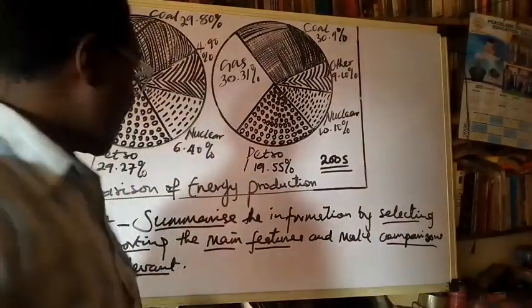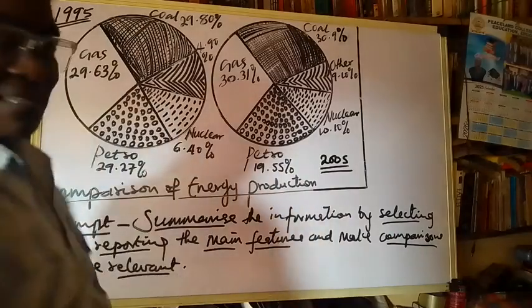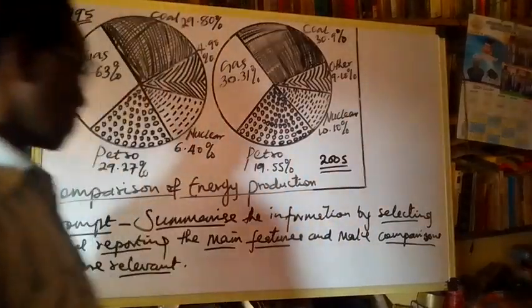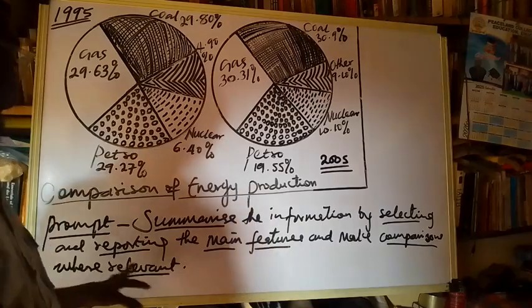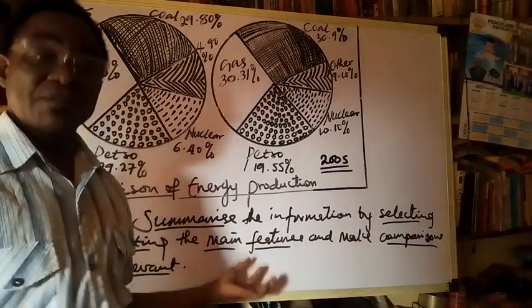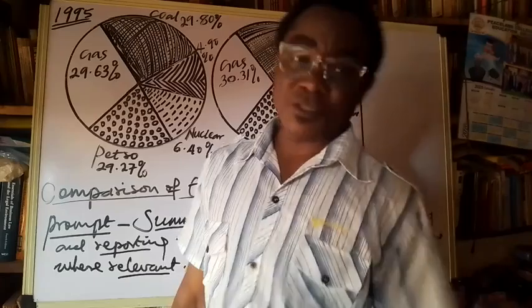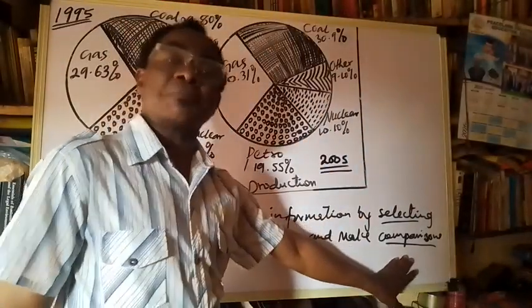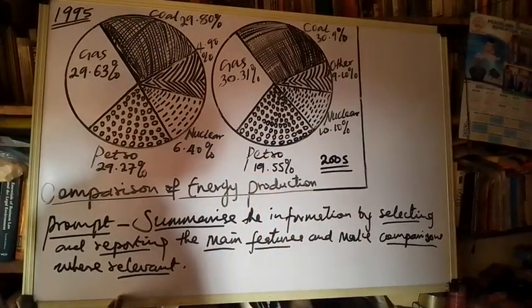In other words, the report is a summary of the pie chart, but not the detailed report of it. And you make the summary by doing what? Selecting and reporting only the main features. The main features. That means all unnecessary details are to be ignored. And then make comparisons where it is relevant to do so.